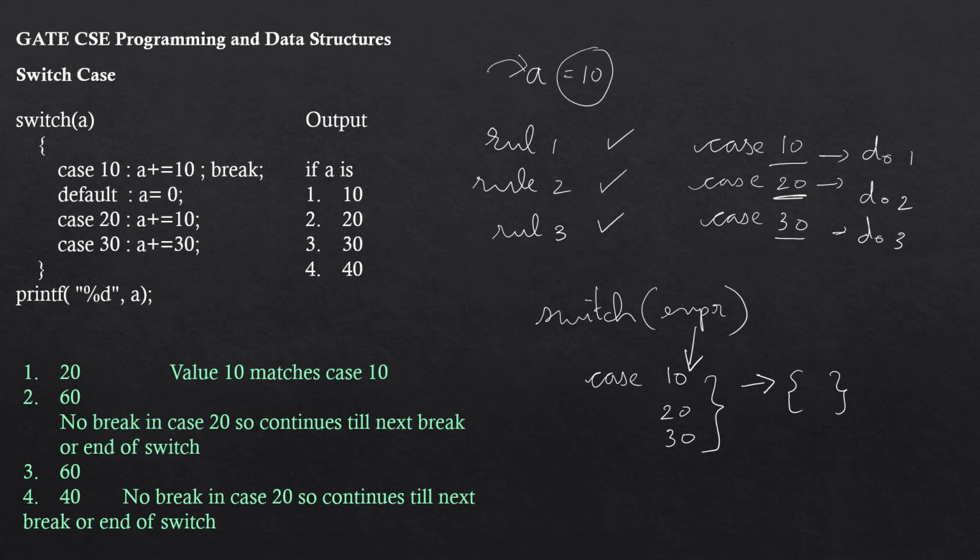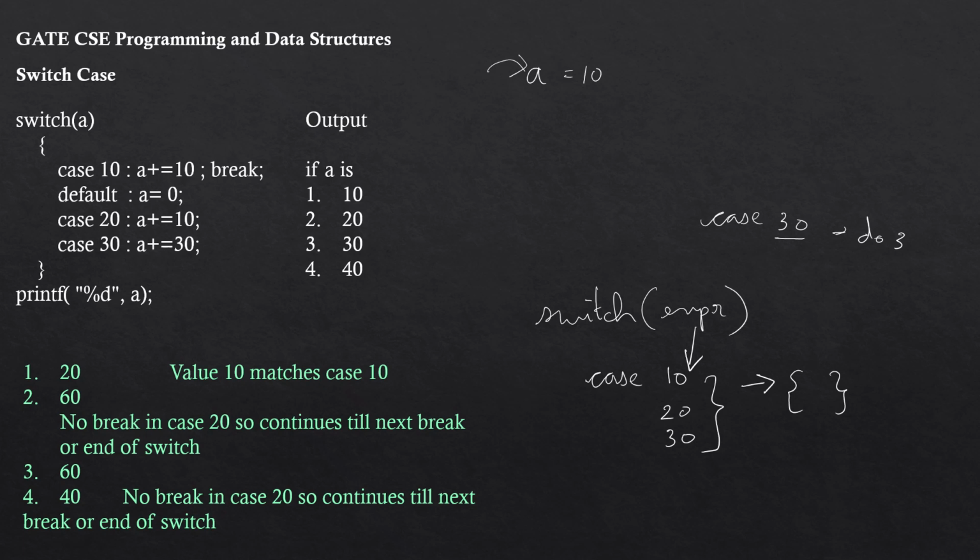Let's look at the questions. Here in the question, what we gave to the switch was one value, so the rules are going to be evaluated against the value of A. Here we have 4 values for A: 20, 10, 30, 40. Let's look at the first value. A is 10. Here we have a case statement.